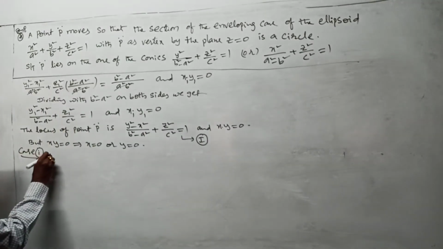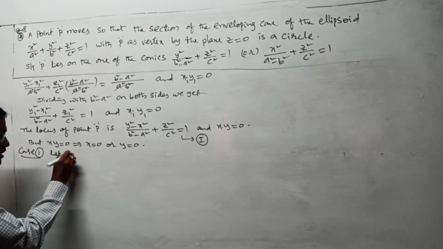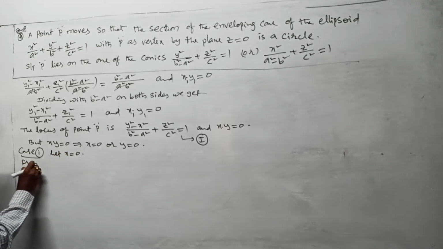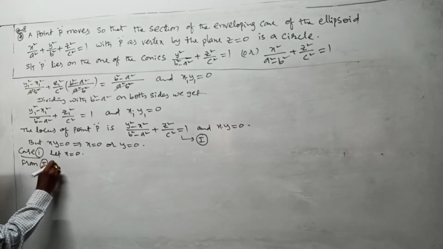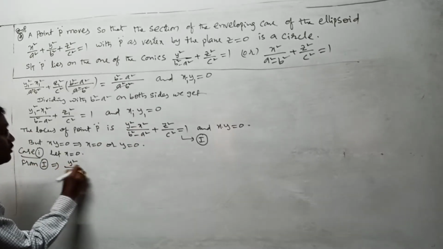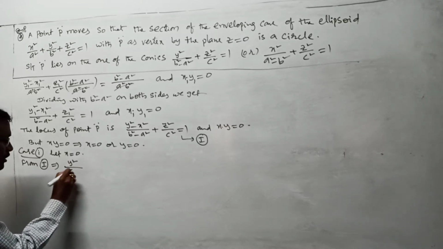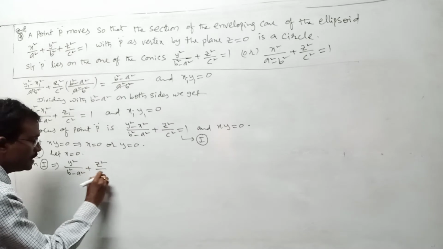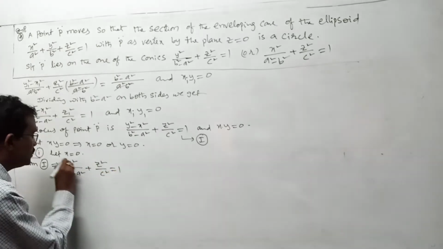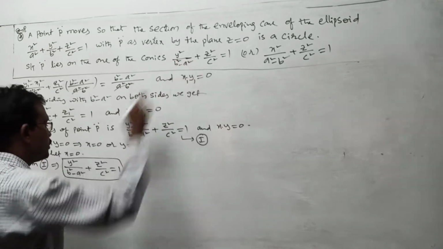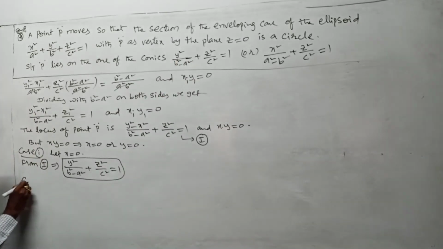Case 1 I am taking. Let x is equal to 0. From big expression 1 implies, here substitute x equal to 0. What we get to? y square by b square minus a square plus z square by c square is equal to 1. Is it your one of the results or not? This one you got now? Now go for case number 2.